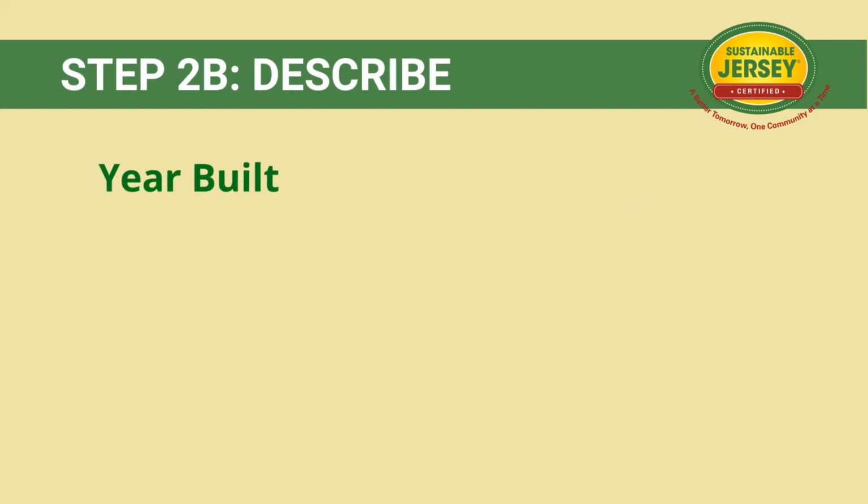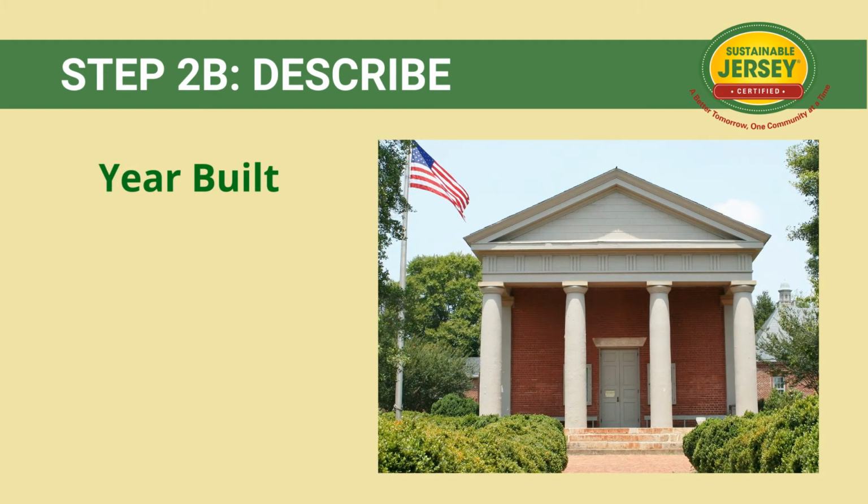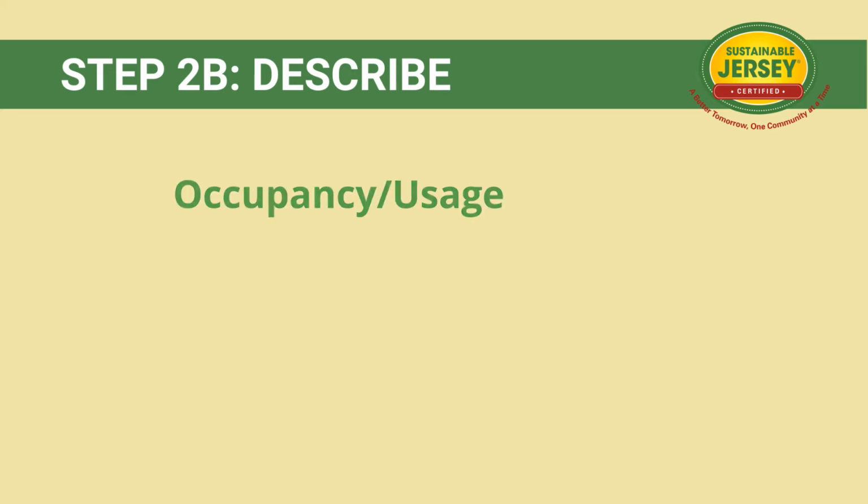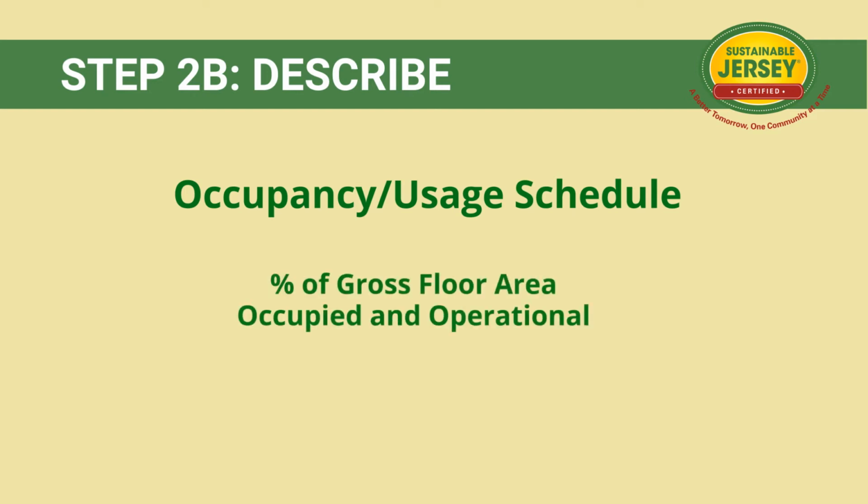Year built is the year in which your property was constructed. If your property has undergone a complete renovation that included gutting and rebuilding the interior, then you can indicate the date of this renovation as the year built. Occupancy is the percentage of your property's gross floor area that is occupied and operational. For example, if you have a 10-story building that on average has 9 of its 10 floors fully leased and occupied, the occupancy would be 90%.